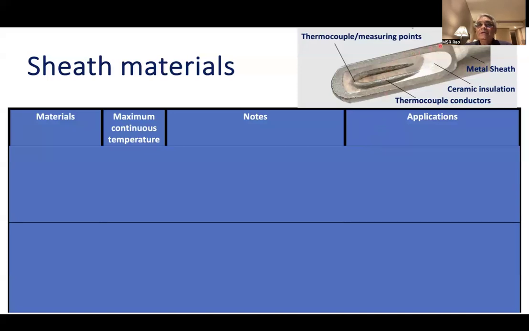There's also a sheath material which is required. See, this is a metal sheath. That's the thermocouple conductors. That's the thermocouple measuring point. That's where I said two thermocouples are joined. You don't call it normally welding. There, you braze them, right?